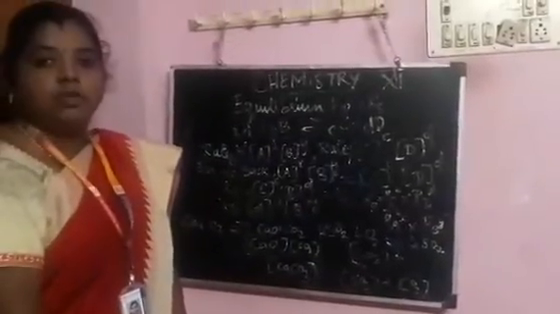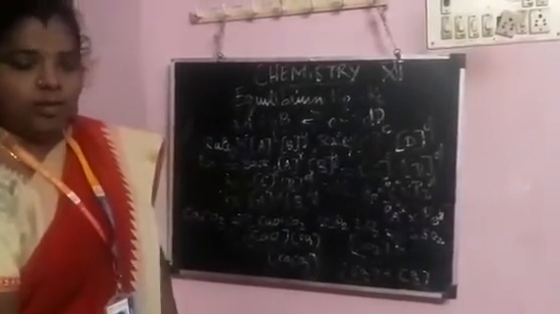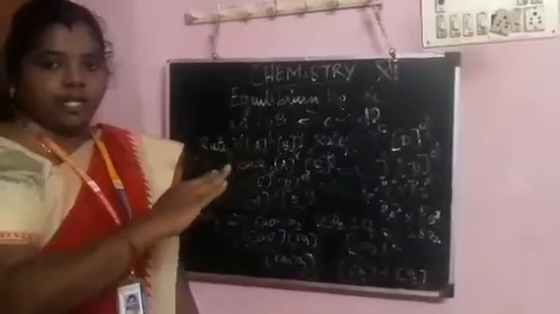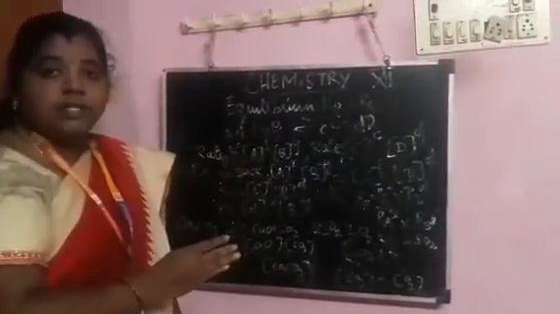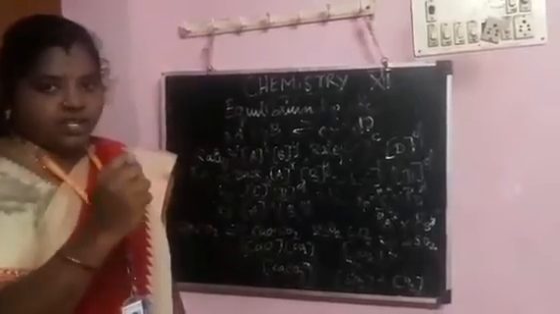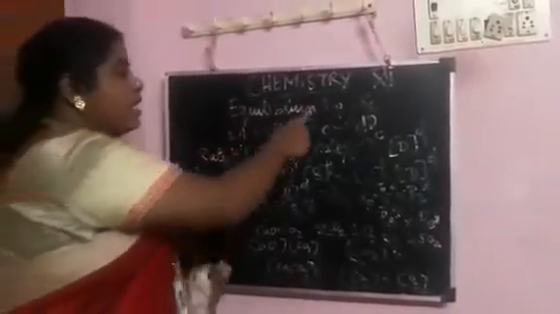Now we have to know about the equilibrium constant. We already know about equilibrium. What is meant by equilibrium? When a reaction has attained equilibrium, it means there are no macroscopic changes at all. Now we see the equilibrium constants. What are the equilibrium constants?